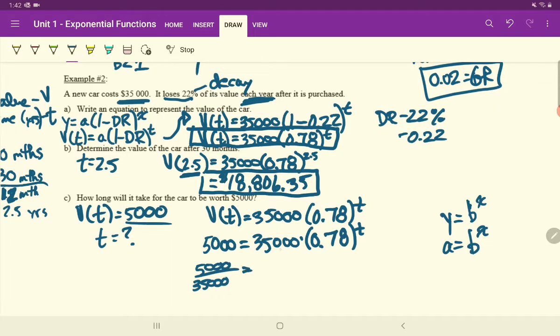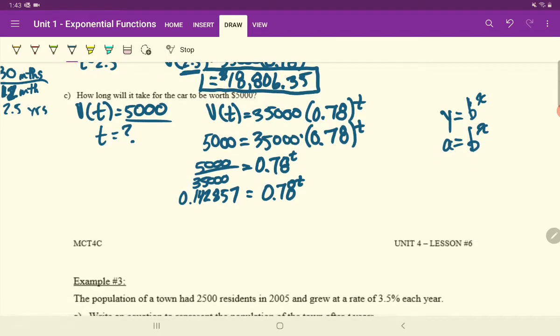It'll cross off on the right, so I'm not going to write it. And then just plug that into your calculator. 5,000 divided by 35,000. And do quite a few decimal places. I would do at least 5 decimal places just to get a more accurate answer.